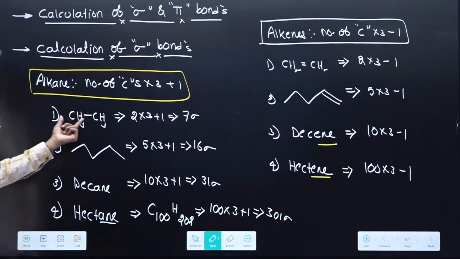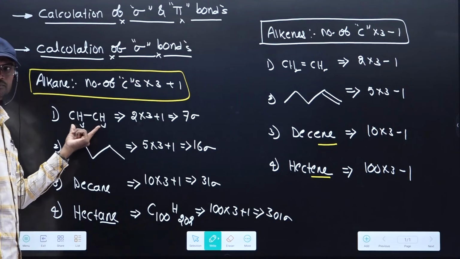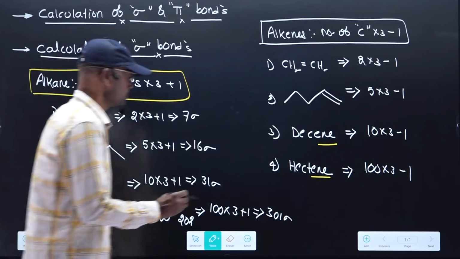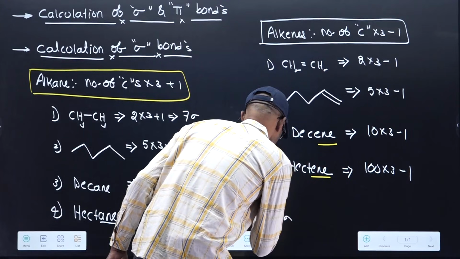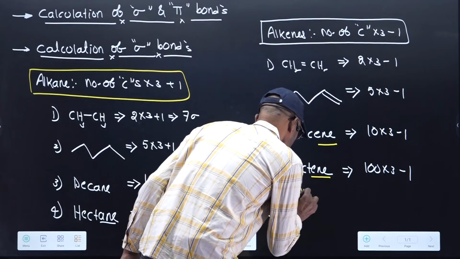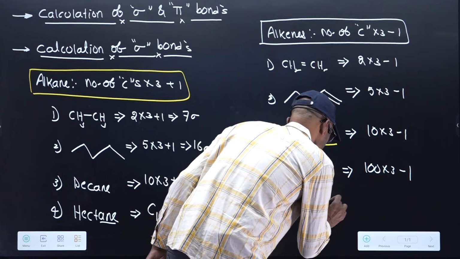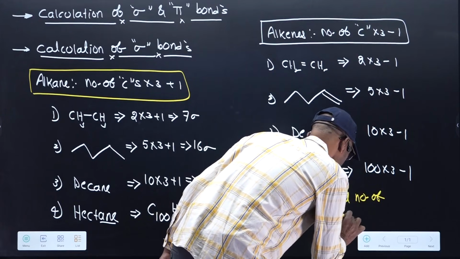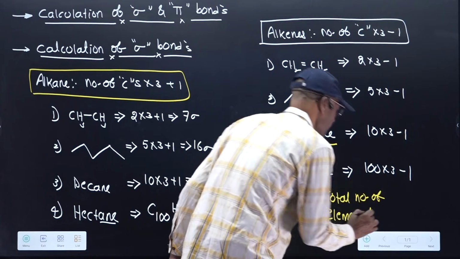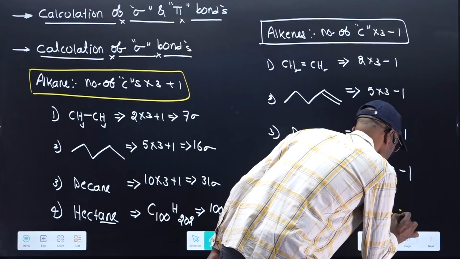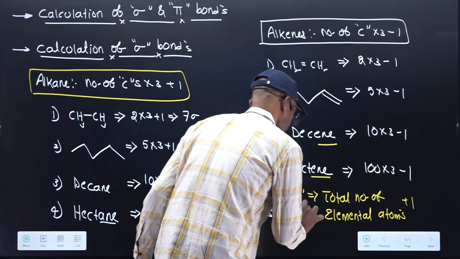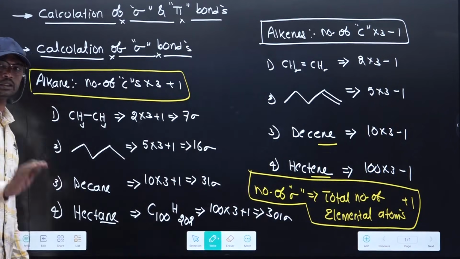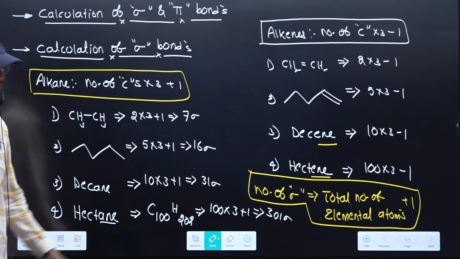See, in this, how many atoms are present? How many atoms are present in this one? So you remember this formula, but don't apply it. Number of sigma bonds is equal to total number of elemental atoms plus 1. Just keep this point in your mind, but don't apply it every time. It cannot match for all. Only for a few molecules it is applicable.